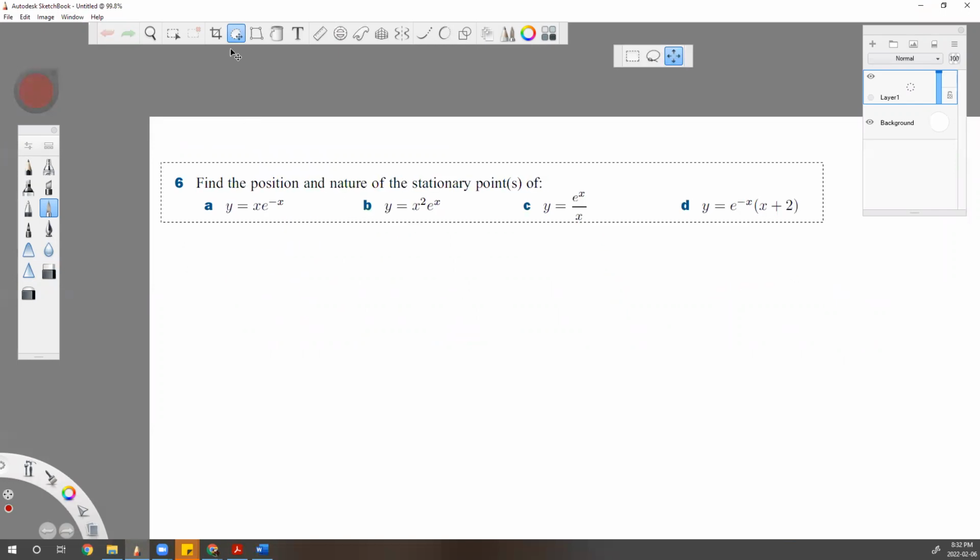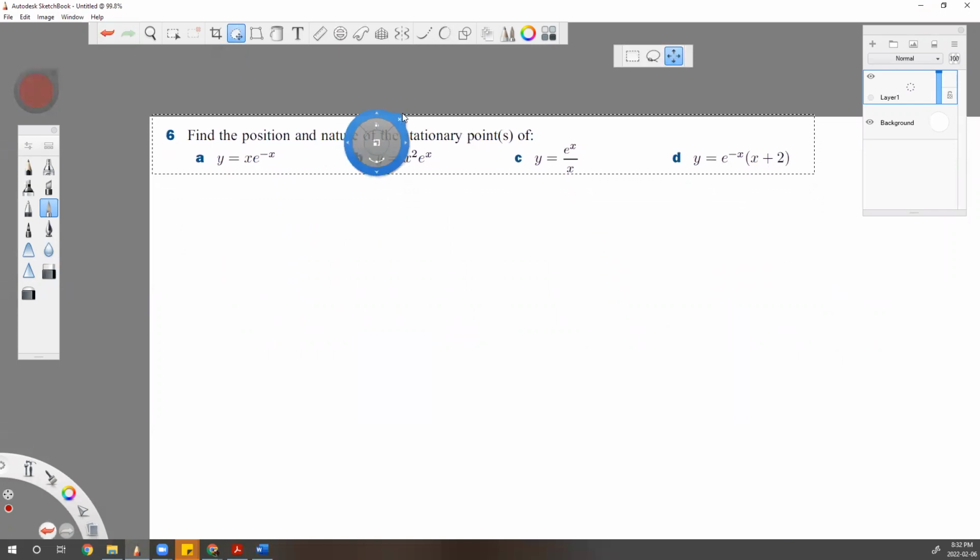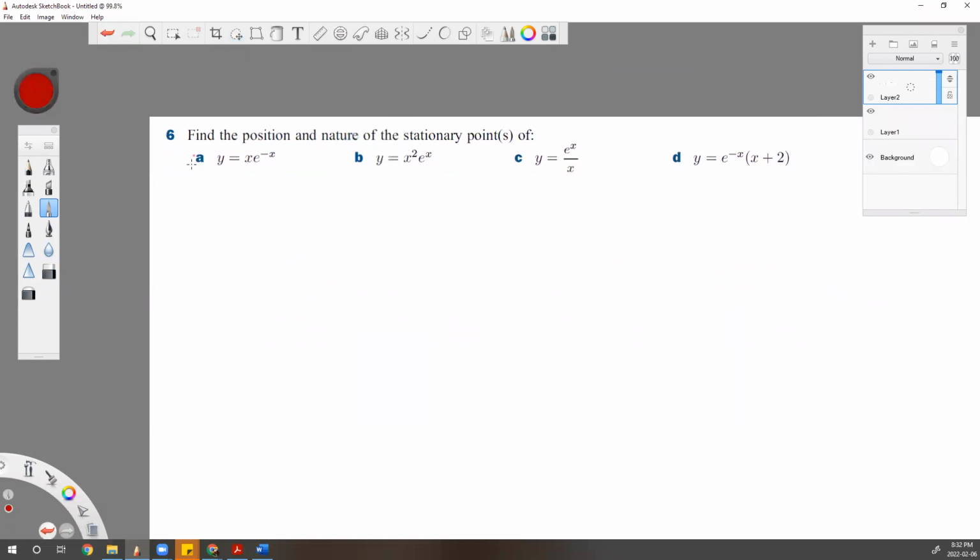A, B, C, D. Find the position or nature of stationary point. So position means the first derivative is 0. If it is a stationary point, the nature, it is talking about the second derivative. Okay, I will give the sign here: y' and y''. Okay. Let's do this slowly.